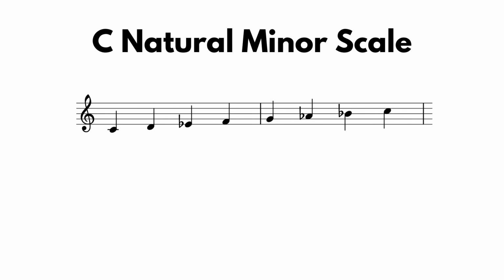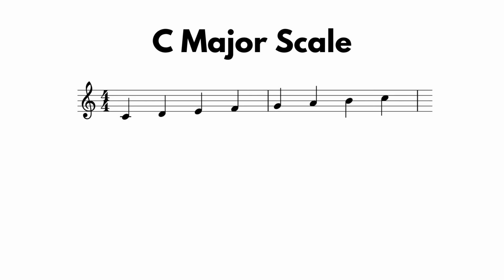Now let's take a closer look at how the C natural minor scale is formed by referencing the C major scale. Okay, so here we have the C major scale. Let me go ahead and demonstrate what this scale sounds like. Now, if we know the C major scale, we can easily form the C natural minor scale by flattening the 3rd, the 6th, and the 7th.